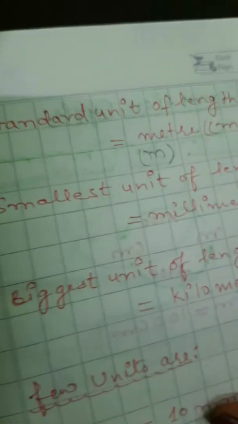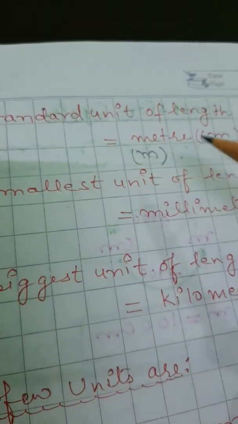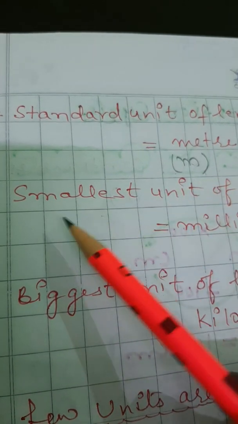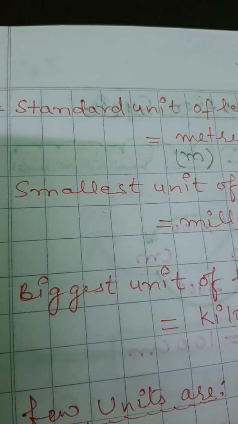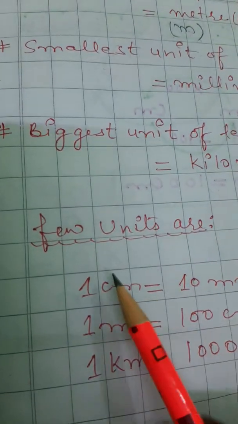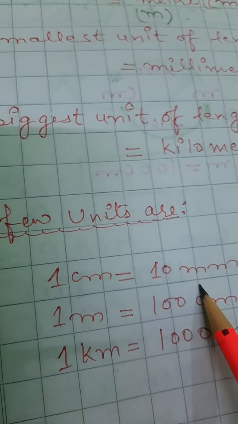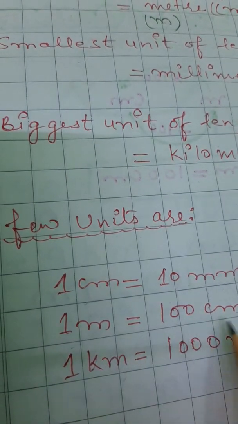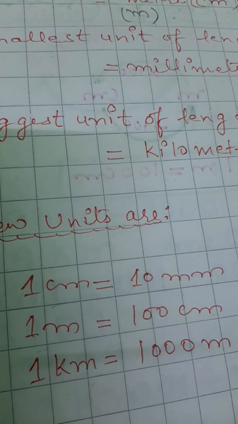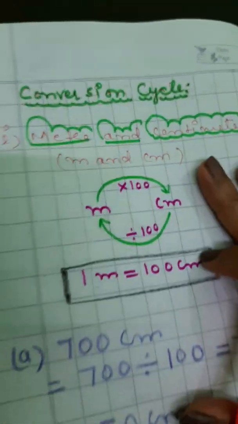Let us understand this. The standard unit of length is the meter, written as small m. The smallest unit of length is the millimeter, written as mm. The biggest unit of length is the kilometer, and I have written a few of these units. 1 centimeter is equal to 10 millimeter, 1 meter is equal to 100 centimeter, and 1 kilometer is equal to 1000 meter. You can write these units in your fair notebooks if you want.